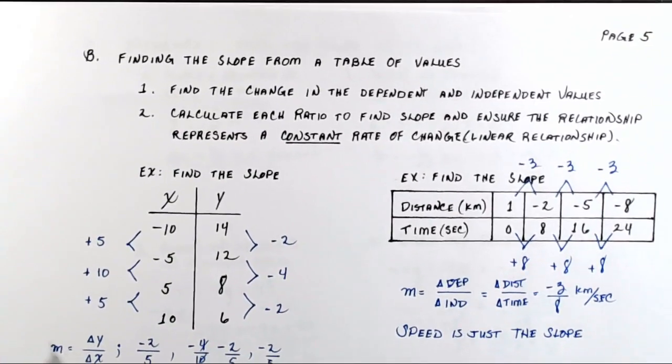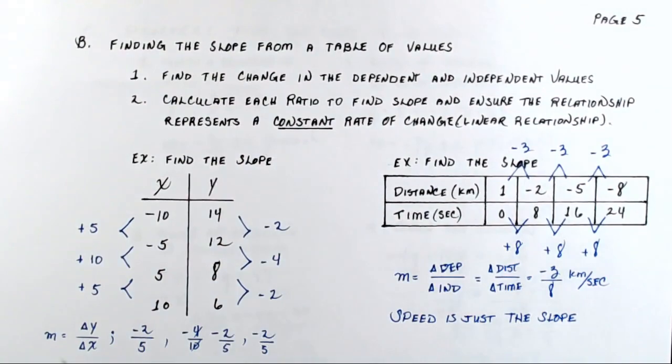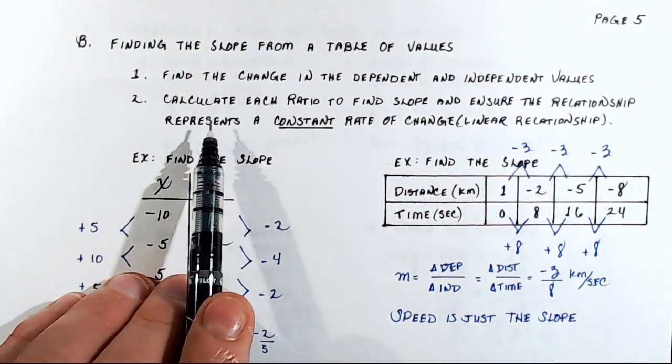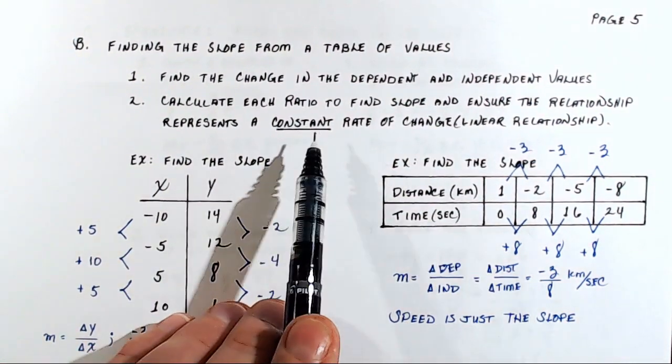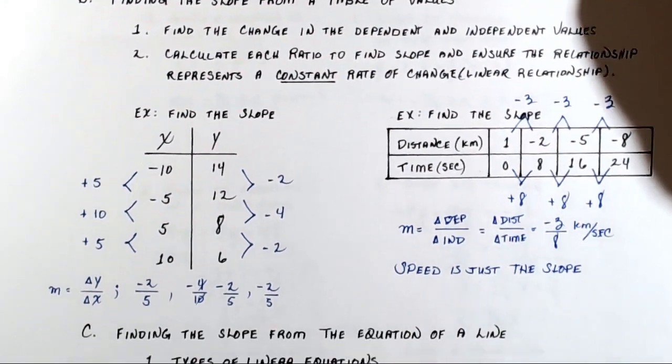Okay, and the second page of these notes, we learn how to find the slope from a table of values. The steps are: find the change in the dependent and independent variables, then calculate each ratio to find the slope and ensure the relationship represents a constant rate of change, which would be a linear relationship. Here are a couple of examples.